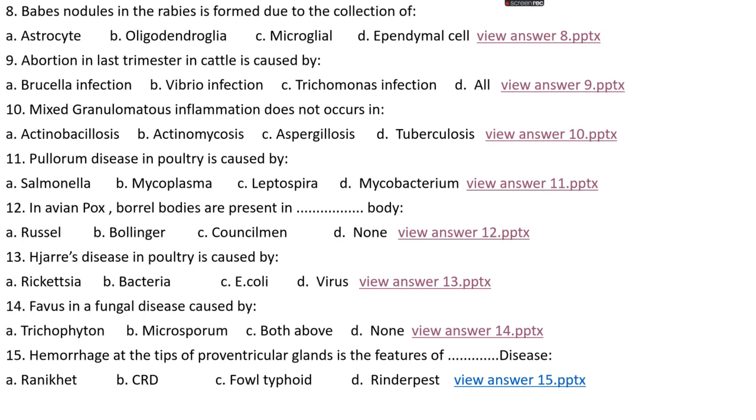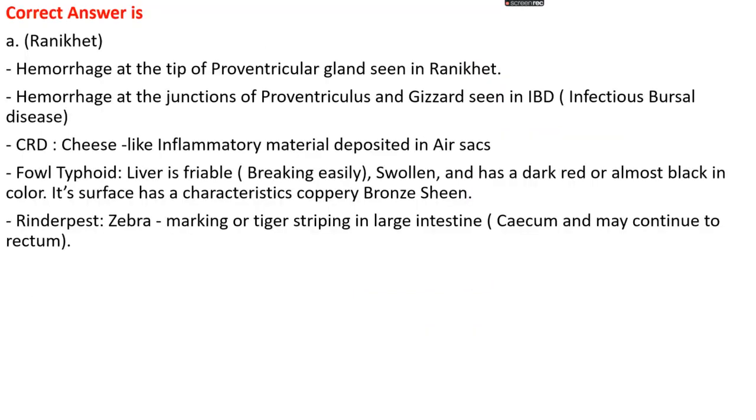Okay. Question number 15. Hemorrhage at the tips of proventricular glands is a feature of dash disease. Option A, Ranikhet, option B, CRD, option C, fowl typhoid, option D, rinderpest. The right answer is option A, that is Ranikhet. Hemorrhage at the tips of proventricular glands is seen in case of Ranikhet disease, while hemorrhage at the junction of proventriculus and gizzard is seen in case of IBD, that is infectious bursal disease.